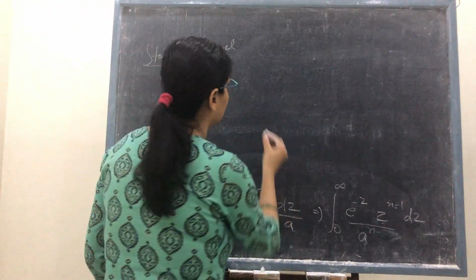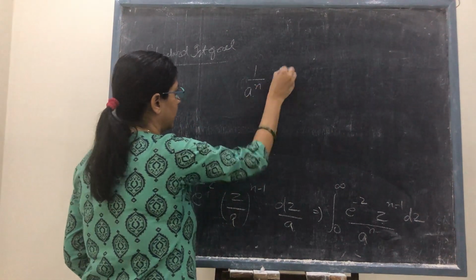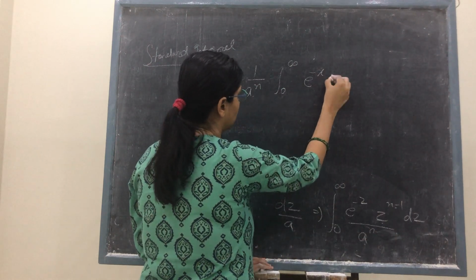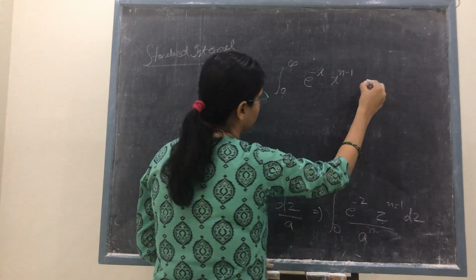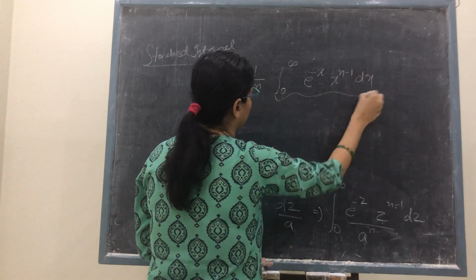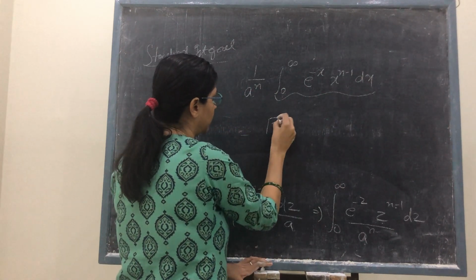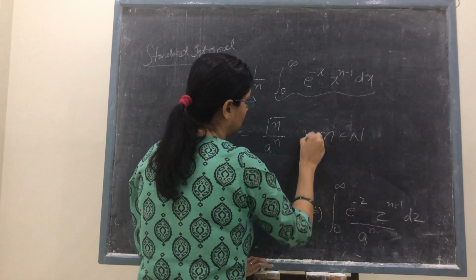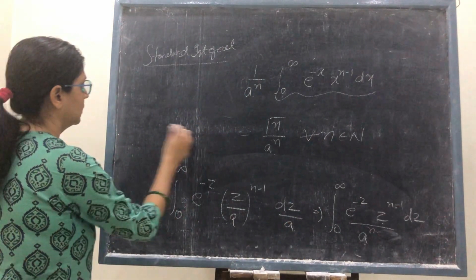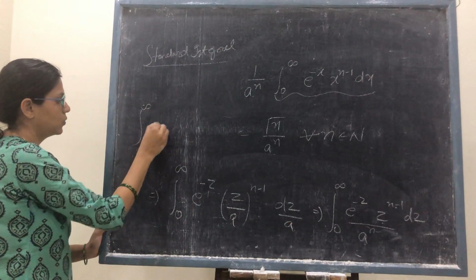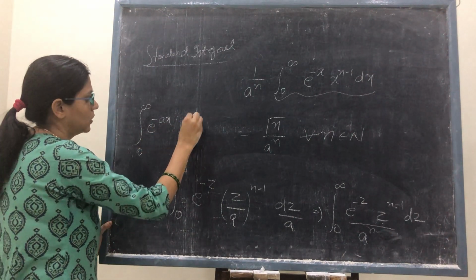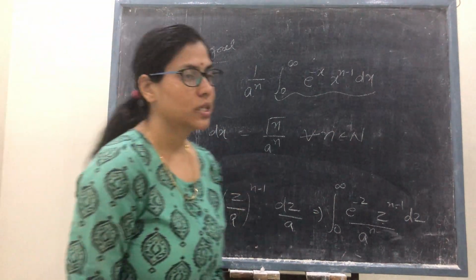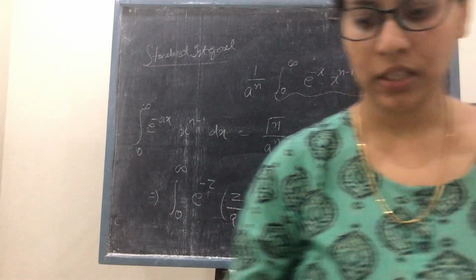this can be written as a raised to the power n times the integral 0 to infinity. Now changing the variables, it can be written as e raised to the power minus x, x raised to the power n minus 1 d of x. This is our gamma of n. It can be written as gamma of n over a raised to the power n, for all n belonging to the natural numbers. Here this is the integral 0 to infinity e raised to the power minus ax, x raised to the power n minus 1 d of x. This form is known as the standard integral of the gamma function.